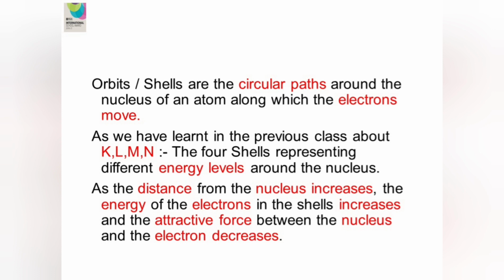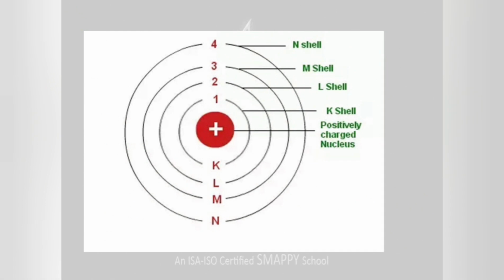Now there is a diagram which gives us a representation of the different energy levels that correspond to K, L, M, N. You can see here there is a nucleus in the center, positively charged, K shell being the first energy level, L shell second, M third, and N fourth.